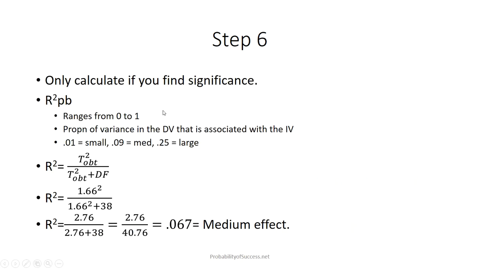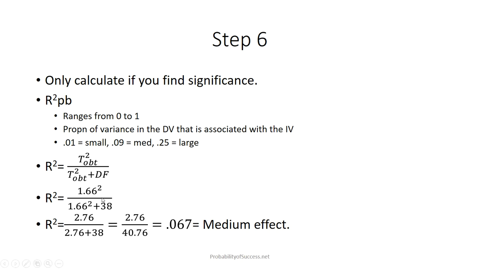Step 6, we're calculating an effect size, even though it wasn't significant, just to demonstrate. A little bit about this: we're going to calculate an R-squared. It ranges from 0 to 1. It's a proportion of variance in the dependent variable that is associated with the independent variable. Small is 0.01, medium is roughly 0.09, and 0.25 is large.